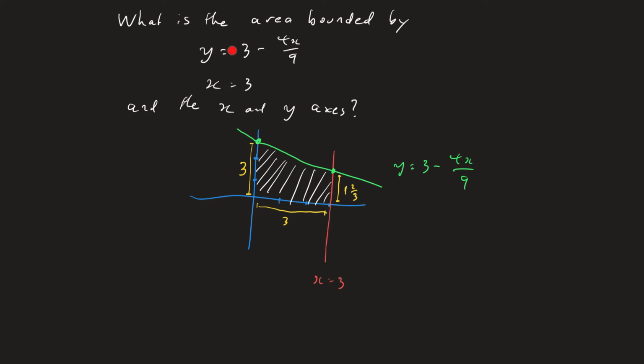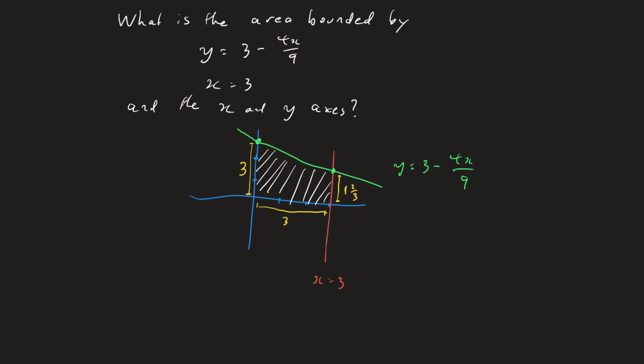The curve y equals 3 minus 4x on 9 is a straight line because it depends only on a constant term and on x. When x equals 0, y equals 3, so we get this point up here. And when x is equal to 3, we get y equals 1 2/3, hence we get a point here. And then we draw a straight line between these 2 points to get y equals 3 minus 4x on 9.